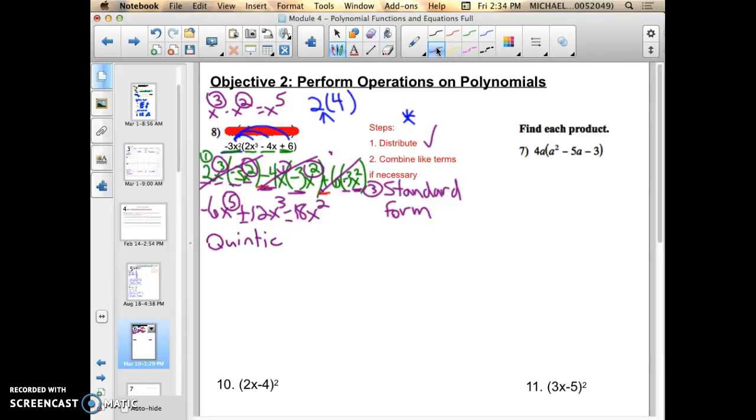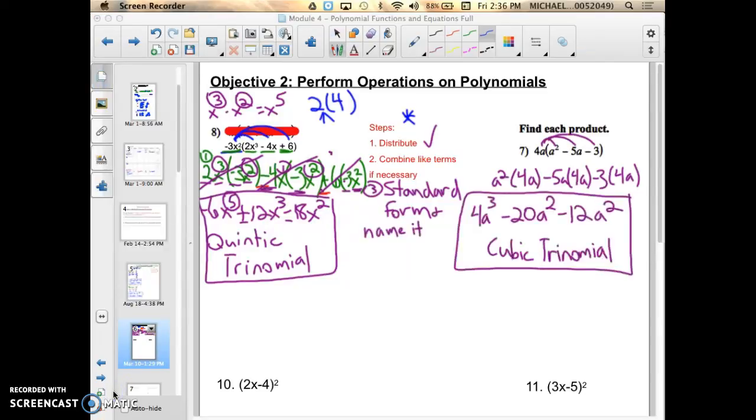And it is a 1, 2, 3, so it's a trinomial. So this entire thing is my final answer. Go ahead and pause the video and then try number 7 on your own and see the answer that you come up with.